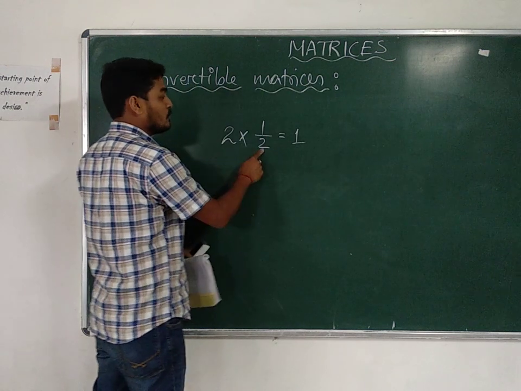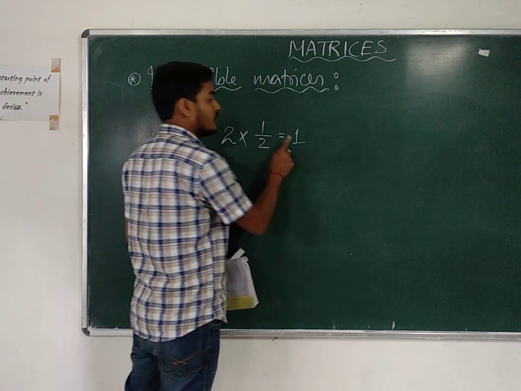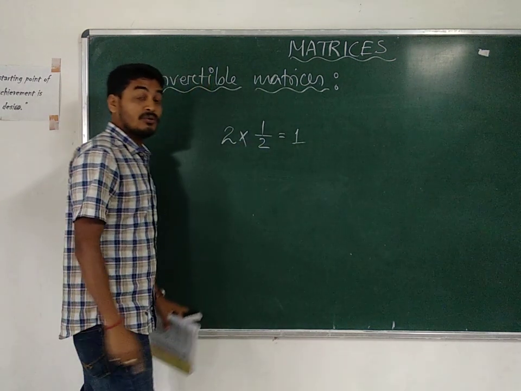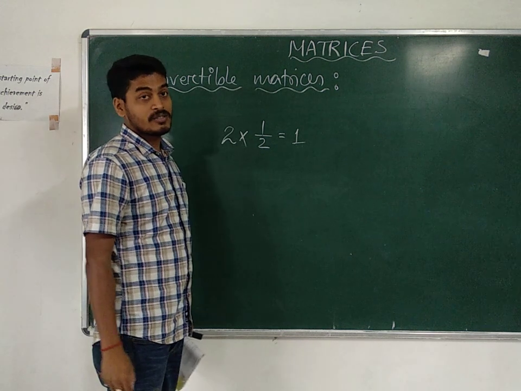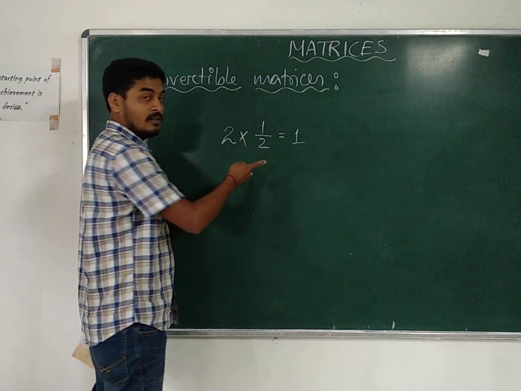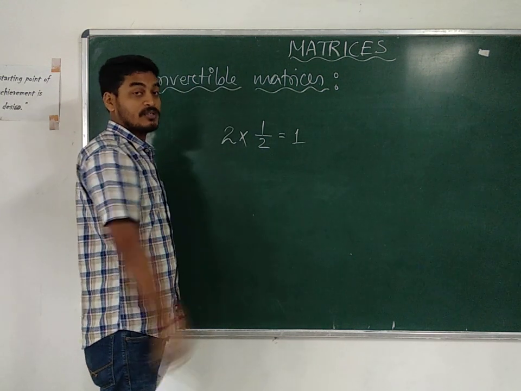If we multiply two elements and after the multiplication we get the identity element, then they are known as the inverse of each other. Half is the multiplicative inverse of 2, and 2 is the inverse of half.